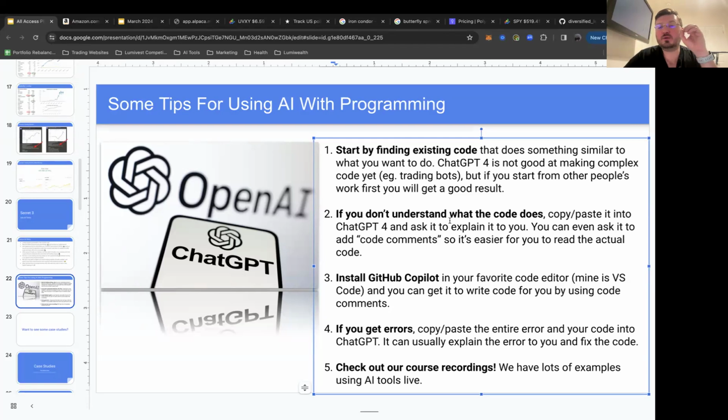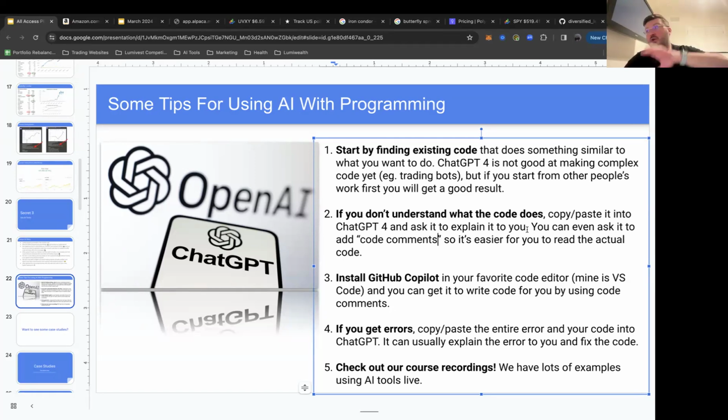But basically, if you don't understand what a piece of code does, give it to ChatGPT and ask it to explain it to you, right? And what you could do is not just ask it to explain it to you, but you could also ask it to add code comments inside of it, right? So you could say, okay, here's a piece of code. Tell me what it does and add a bunch of comments in it so I can read it just like plain English, right? It'll do a very good job at that.